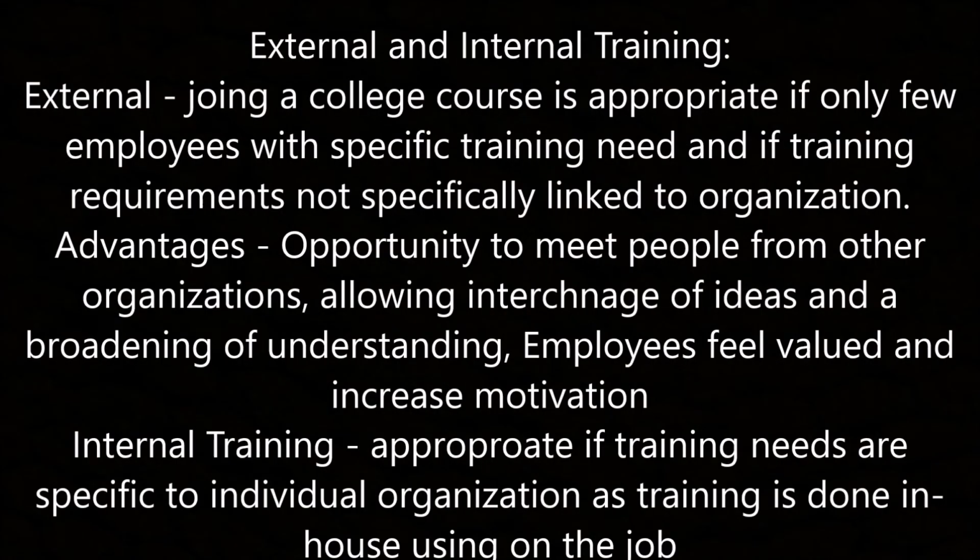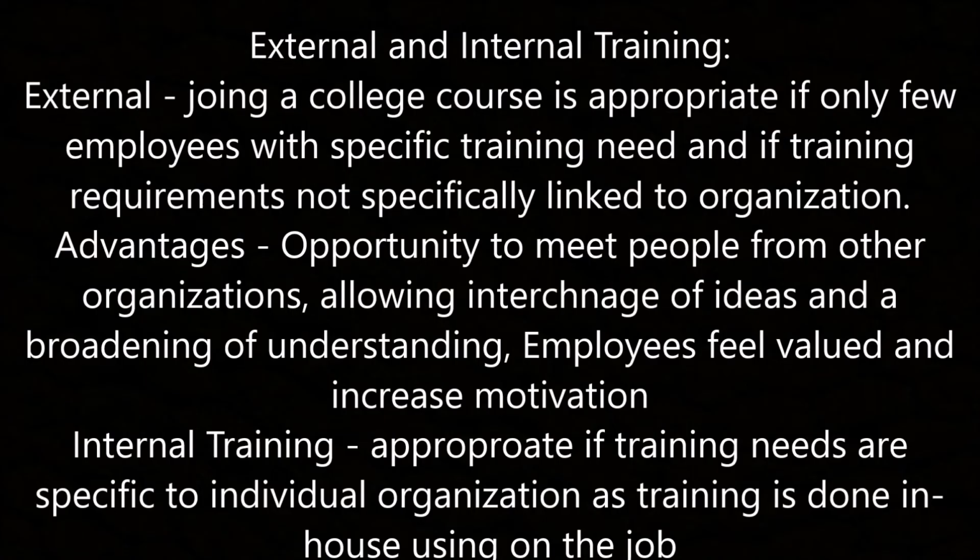External training is when you join a college course, if it's appropriate, if only a few employees have a specific training need, and if training requirements are not specifically linked to the organisation. The advantage of that is the opportunity to meet people from other organisations, allowing an interchange of ideas and a broadening of understanding. Employees feel valued and it increases motivation.